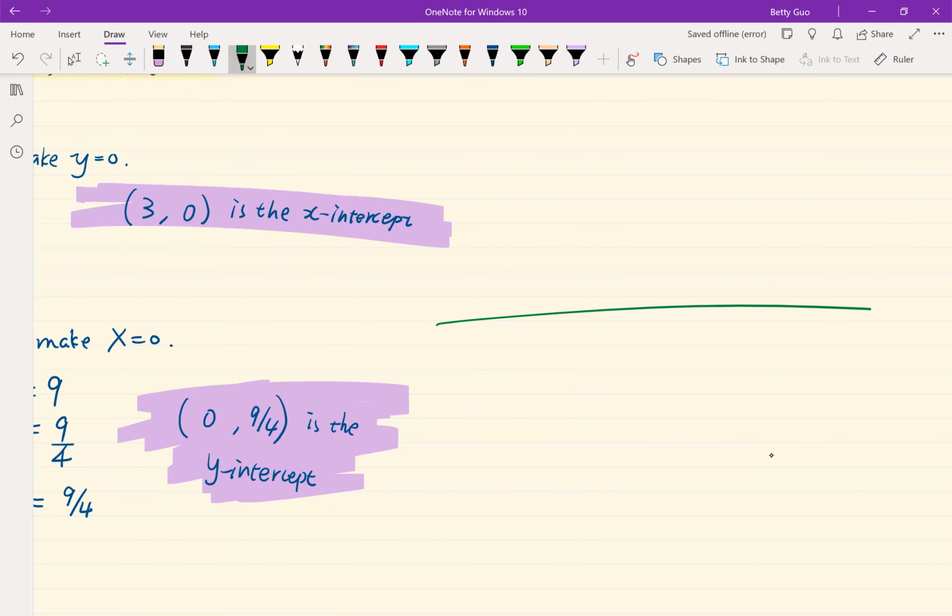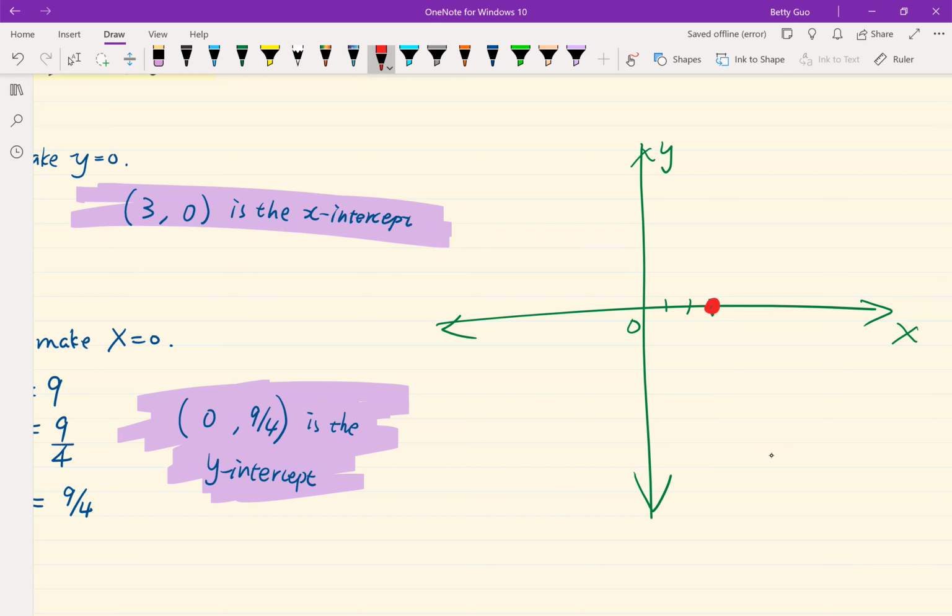Let me graph the rectangular coordinate system. This is x-axis. This is a y-axis. This is 0, origin. Where is the 3, 0? 3, 0. That's x-intercept. It must be on the x-axis, right? X-intercept must be on x-axis. So 3 units to the right of the origin, that's the x-intercept. Where is 0, 9 over 4?